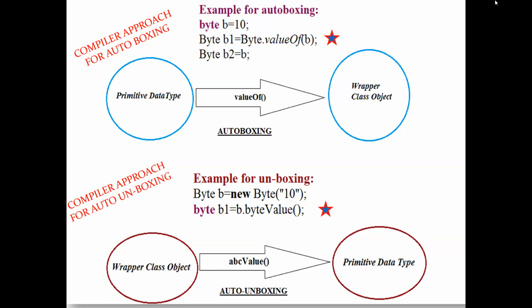So the process of converting a data type into its respective class object is known as autoboxing. The reason why we need autoboxing is that collections will not accept data types. They will accept only objects.